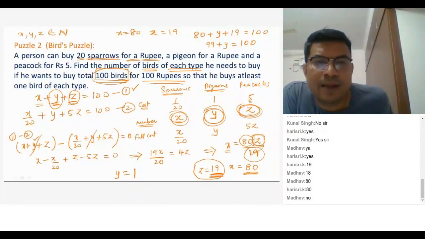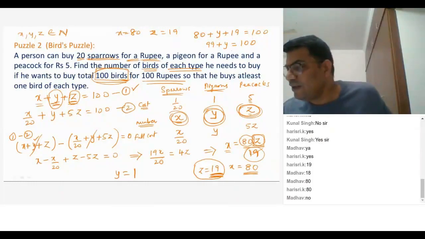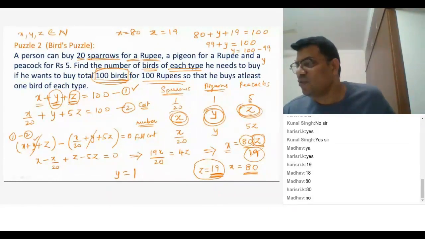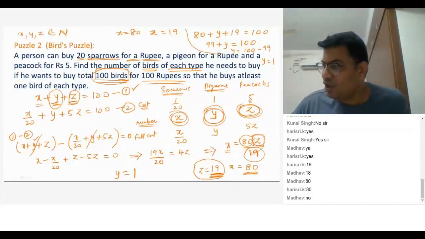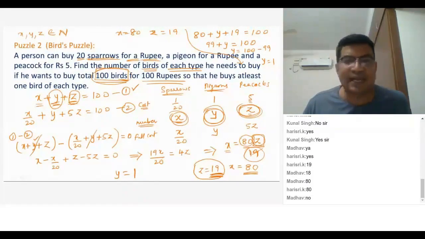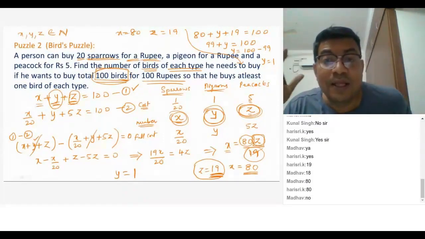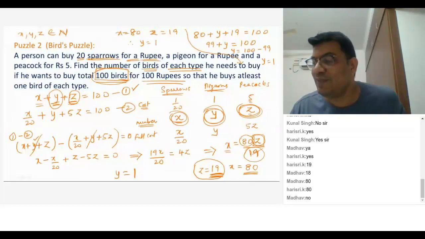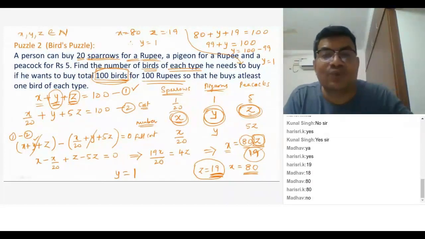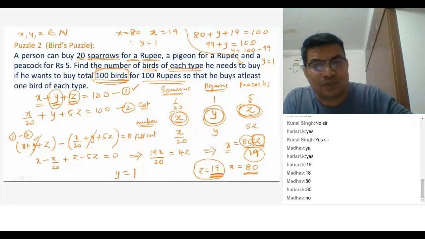Harishree? So 1. Your y will be nothing but 100 minus 99, because if you transpose this 99 to the right hand side, it will be 100 minus 99. Therefore, y is equal to 1. But I need not spend so much time explaining this, because if this is 80 and this is 19, in your mind you should know that the sum of the birds should be 100. That immediately tells you y should be 1, because 80 plus 19 is 99, and 99 plus 1 is 100. So that's it. You got the answer.